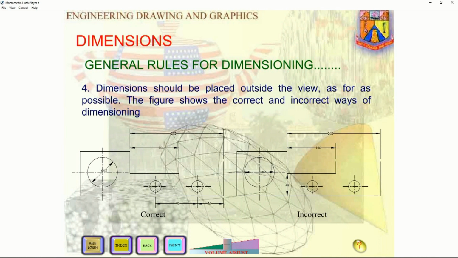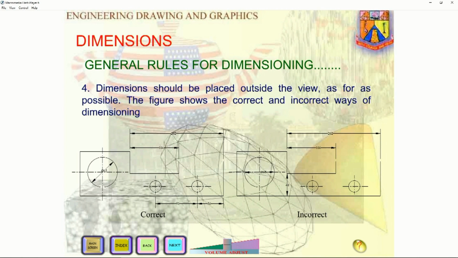Dimensions should be placed outside the view. If you have any object, do not draw a dimension inside it. So mostly give the dimension outside the drawing. Sometimes it is not possible to give it outside. Then what to do? In that particular case, you have to place it inside.